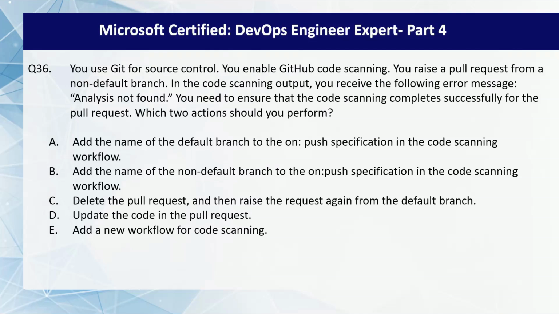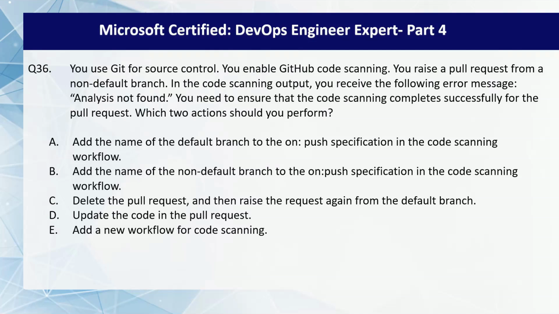Next question. You use Git for source control. You enable GitHub code scanning. You raise a pull request from a non-default branch. In the code scanning output, you receive the following error message: analysis not found.